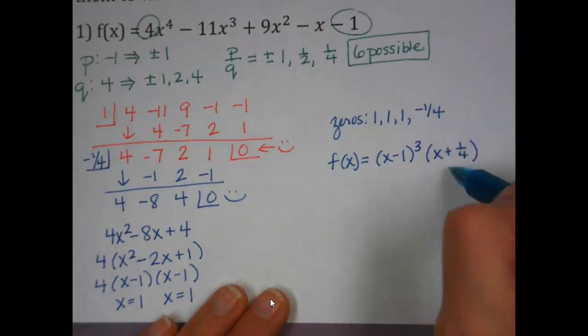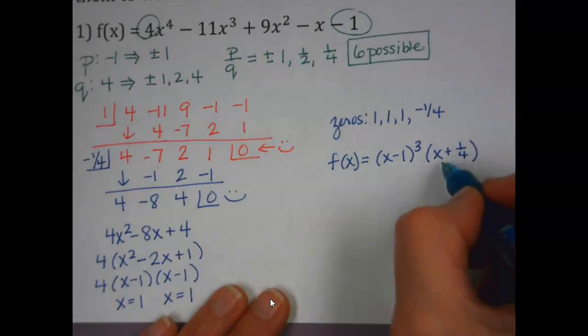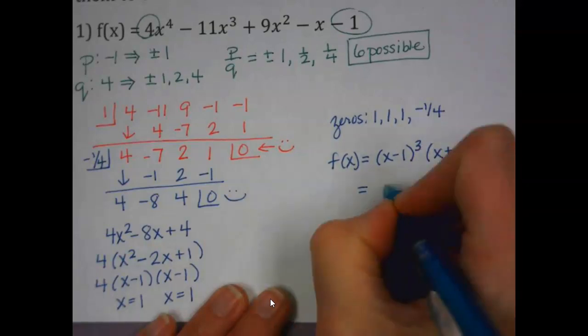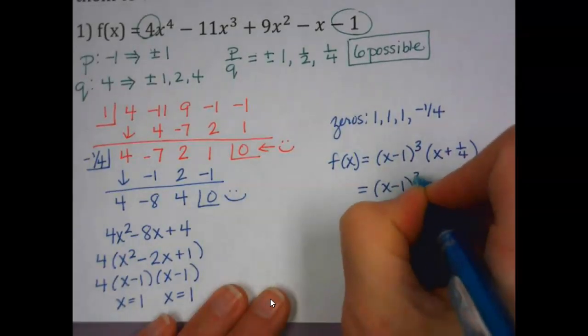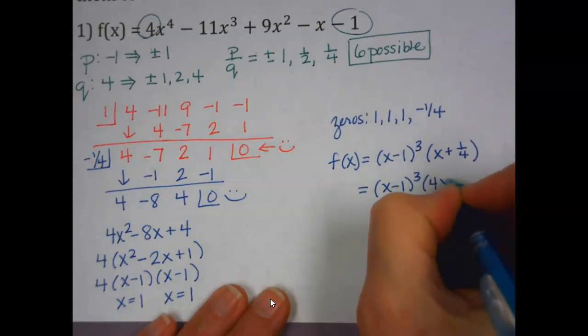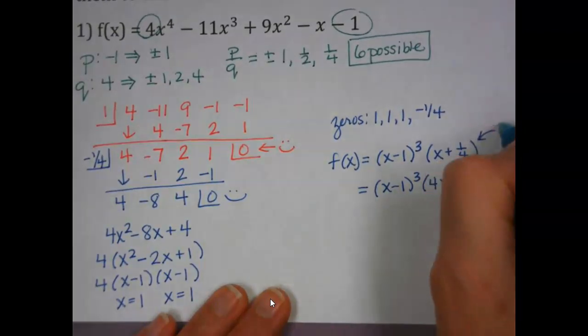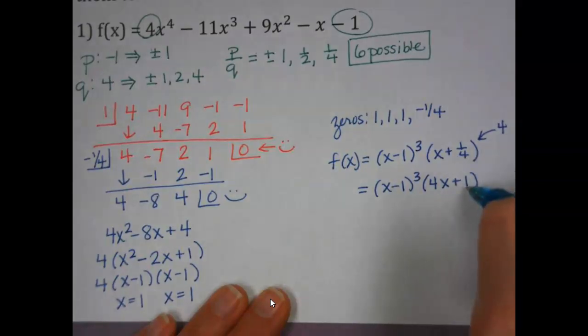All right, so how do we fix that? Well, to get rid of that fraction, we would need to multiply by 4, the denominator here. So if we multiplied this by 4, we would have x minus 1 cubed times 4x plus 1. So we multiplied everything in here by 4. So 4x, and then 1/4 times 4 is 1.